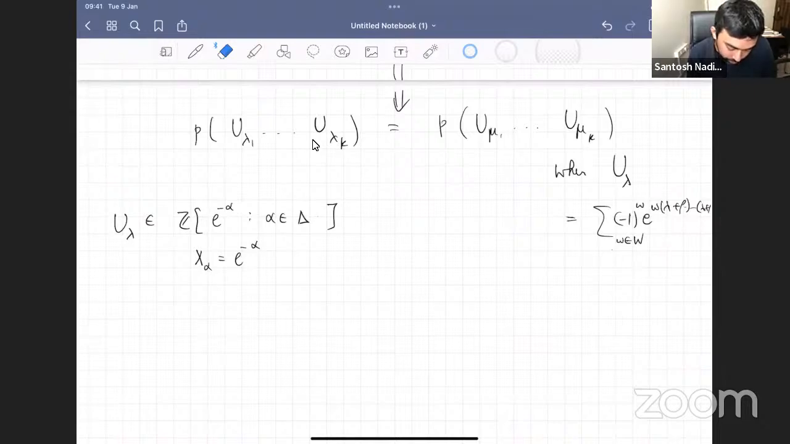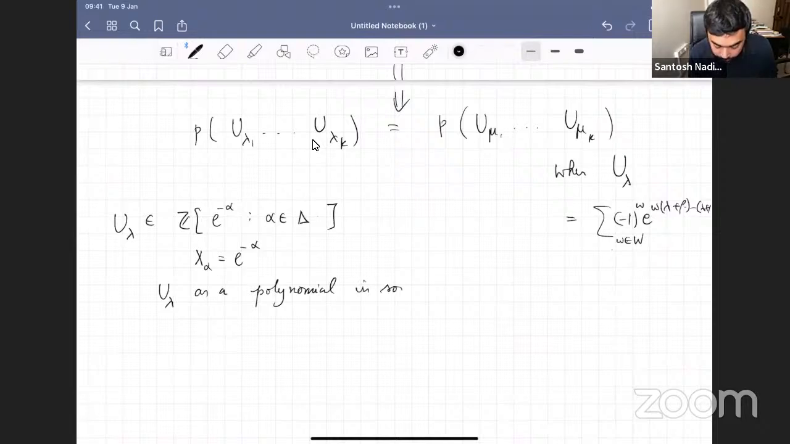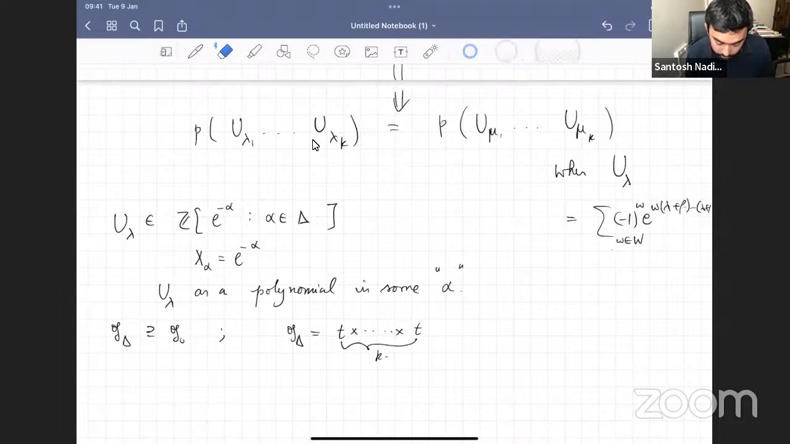So now you basically expand U lambda as a polynomial in some alpha. The ideal thing to do is to choose which alpha we would like to expand along, right? Now we'll have this G delta, and this contains G0. We identify G0 as the diagonal embedding. So we have G0. Say G delta is equal to T cross T some K times or N times.